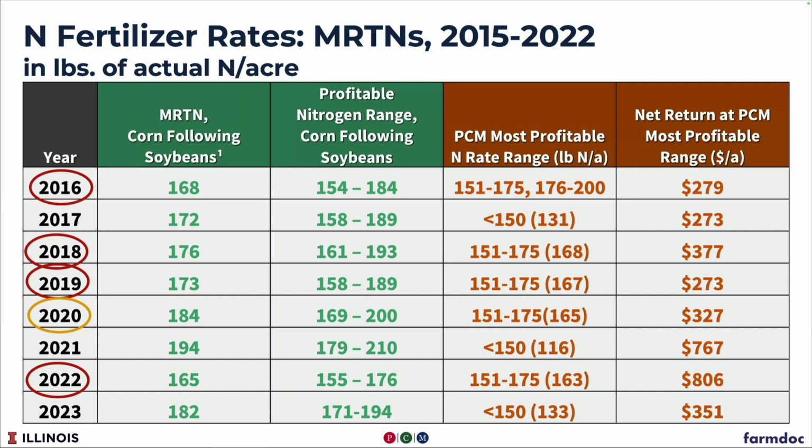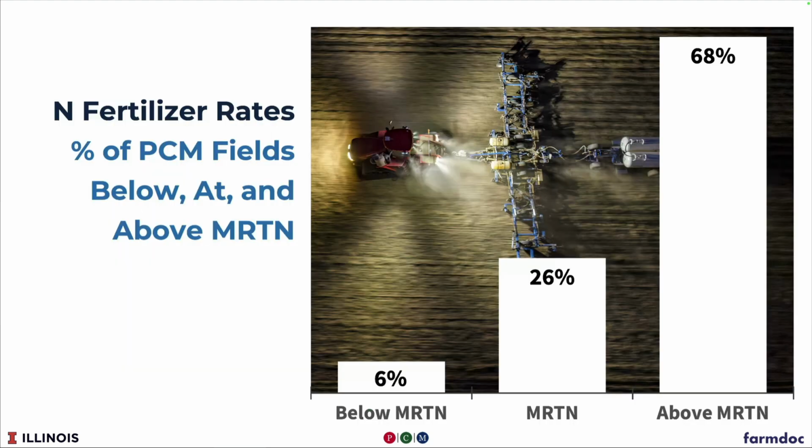But in fact, what this shows us is that when the MRTN doesn't get it exactly right, it's because it is being conservative, which is exactly what Dr. Emerson Nafziger has been telling us all these years: it is a conservative estimate for the most profitable rate range. So farmers should feel confident that they're not underapplying nitrogen fertilizer using the MRTN. Again, just to remind you, probably for the 3rd time now, the PCM data demonstrates that 68% of farmers are applying above that MRTN range.